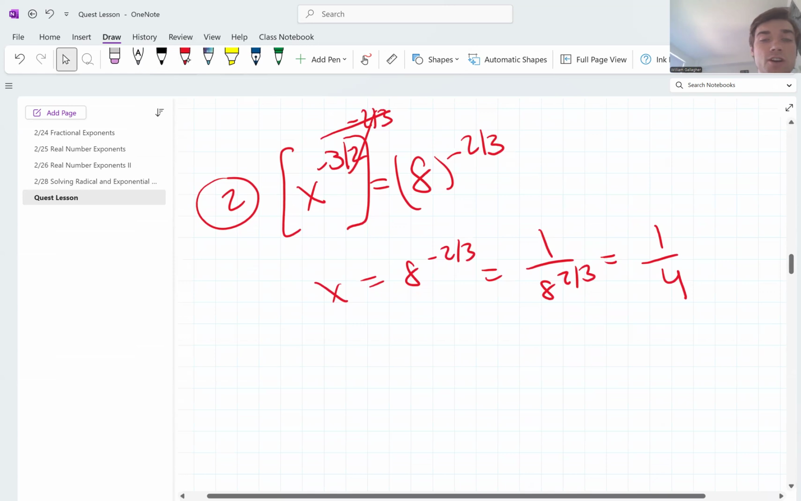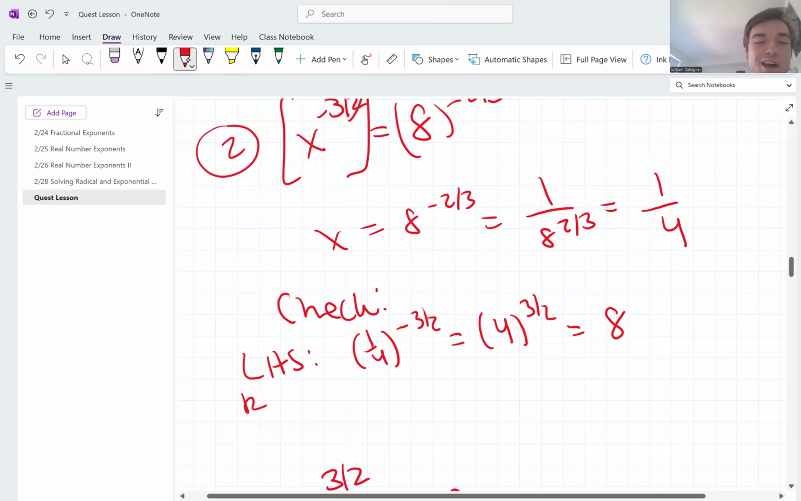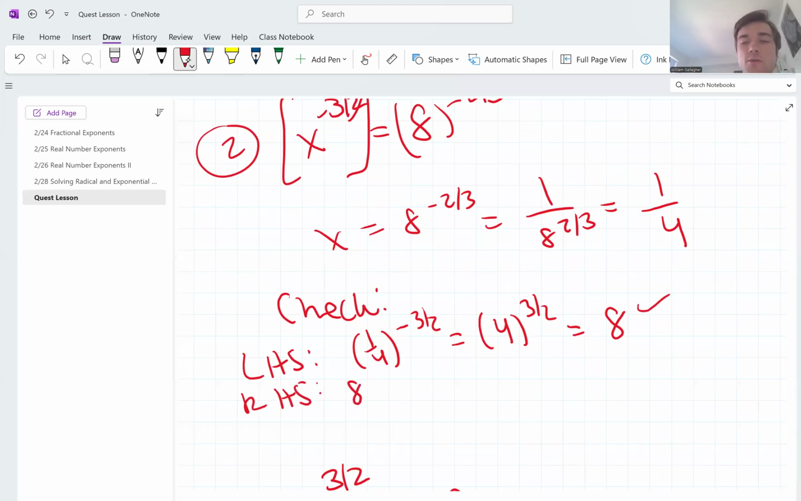And again, we do need to check our work. So the left-hand side is 1/4 raised to the -3/2. I think it's actually easier to flip the 1/4 to be a 4. So we get 4 to the 3/2. So we're going to take the square root of 4, which is 2, and cube it, which is 8. Again, you should probably write that out, but for the interest of time, I figured I'd do that. And then the right-hand side was 8 originally. So we are, in fact, all set.